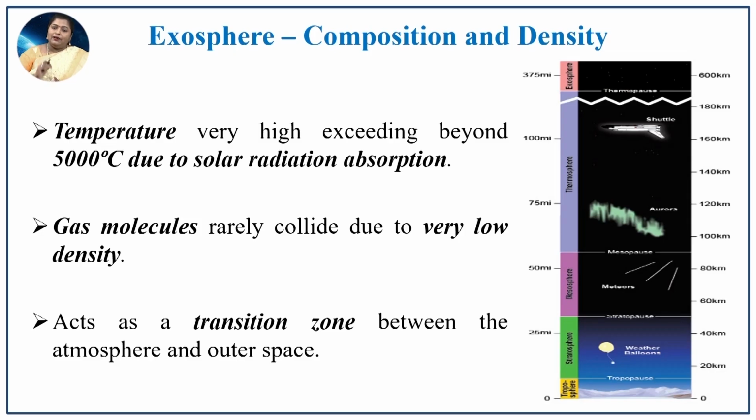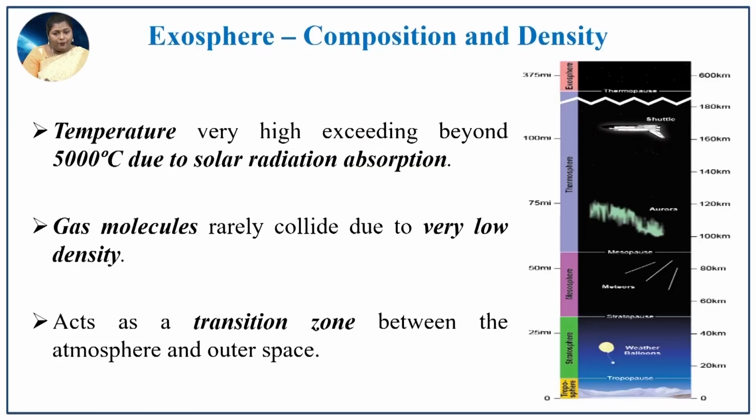What is the temperature of the exosphere? The exosphere is very hot. Why is it very hot? It has a very high temperature, beyond 5000 degrees Celsius. This is mainly due to solar radiation absorption. Because it is nearby the sun, it receives the highest incoming solar radiation. Due to that, the temperature is beyond 5000 degrees Celsius.